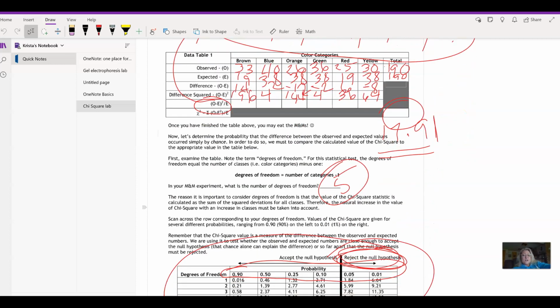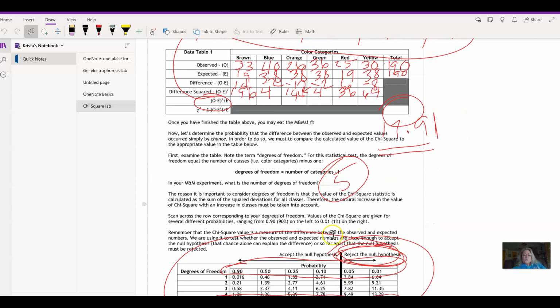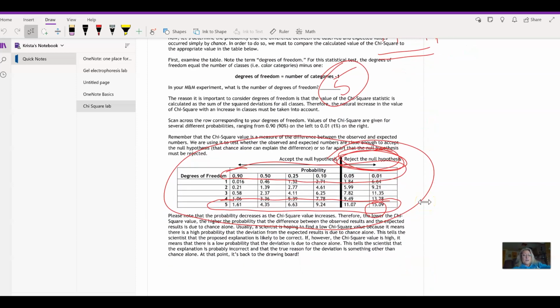The next thing I do is figure out my degrees of freedom. The degrees of freedom is always your number of total choices for your outcome minus 1. Don't know why, it just is what it is. So I had 6 possible outcomes, right? I had my number of blues, my number of browns, oranges, reds, yellows, and greens, right? So I had 6 choices. So my degrees of freedom is the 6 minus 1, which is 5. That's where I got degrees of freedom. You need both this number and this number to go down to the next part right here.